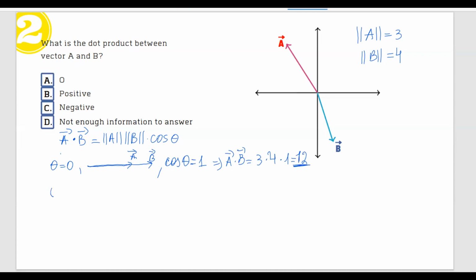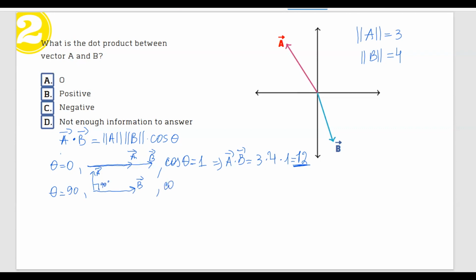And now let's do what if theta equals 90 degrees. In other words, we have our vector B, and this is vector A, and the angle between them is 90.